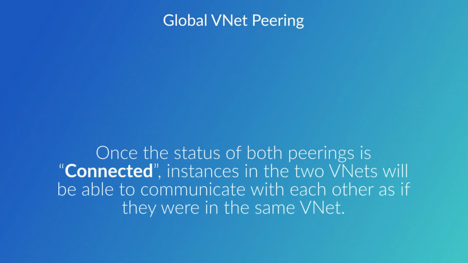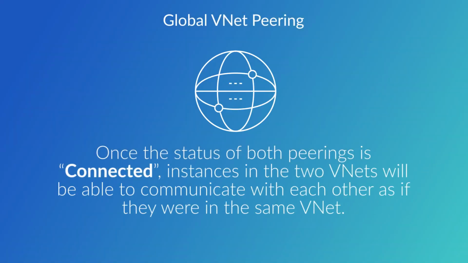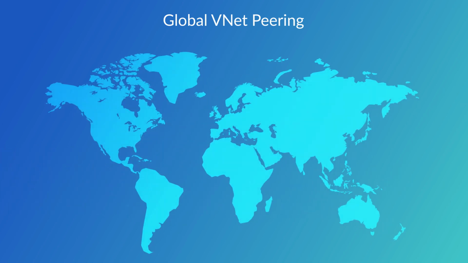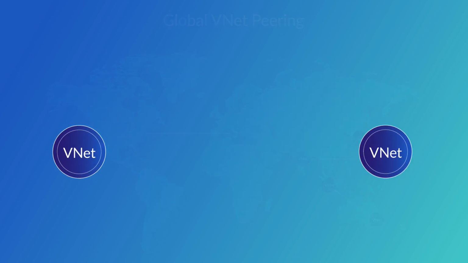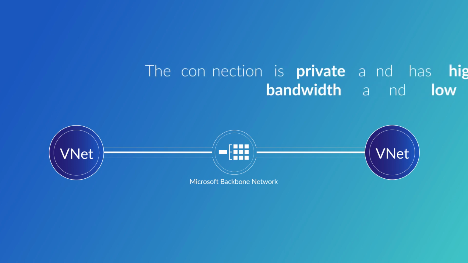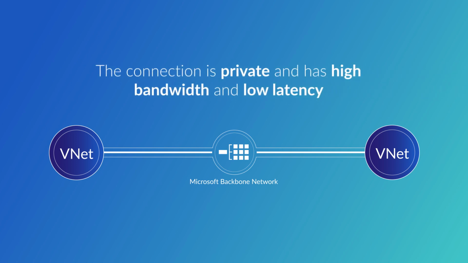Once the status of both peerings is connected, instances in the two VNets will be able to communicate with each other as if they were in the same VNet. You can even do this with virtual networks that are in different regions, which is known as global VNet peering, or across subscriptions, as long as they're associated with the same Azure Active Directory tenant. Traffic between them still goes through the Microsoft backbone network rather than through the internet, so the connection is private and has high bandwidth and low latency.